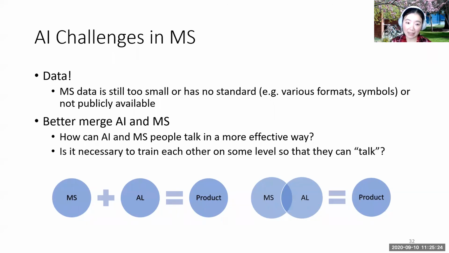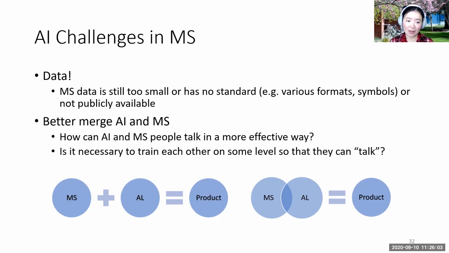Another problem is that for material science, the data doesn't have a standard. It could be different formats or different symbols. For example, for some energy, sometimes we use E, sometimes we probably use F symbols, or sometimes we use P symbol, sometimes we use E symbol to represent the same energy definition. The terminology could be the same, but the symbol could be different. So it will be difficult for the AI.